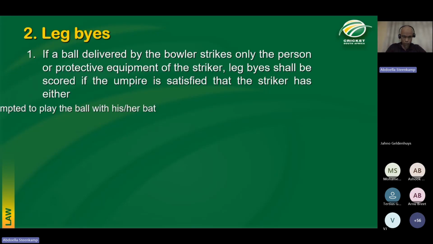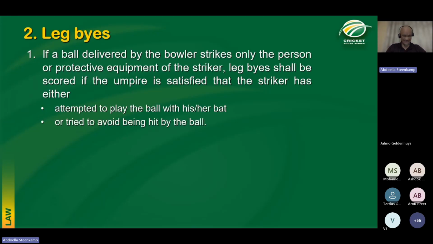And what are those 2 conditions? For leg byes to be awarded, there needs to be an attempt to play at the ball. The striker needs to attempt to play a shot. If they don't play a shot and it hits the pad and ricochets, we'll get to it in the next slide when we will not allow leg byes. But for now, I just want us to focus on when we will allow leg byes.